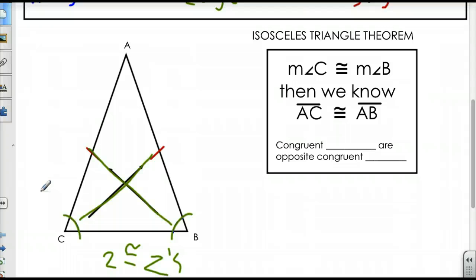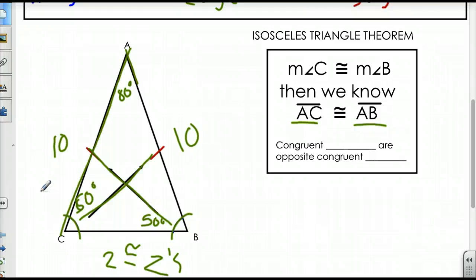So let's say C is 50 degrees, and B is 50 degrees, and this would have to be 80 degrees then. Well, then I know that this side over here is congruent to this side. AC is congruent to AB. So congruent angles are opposite congruent sides. All right?